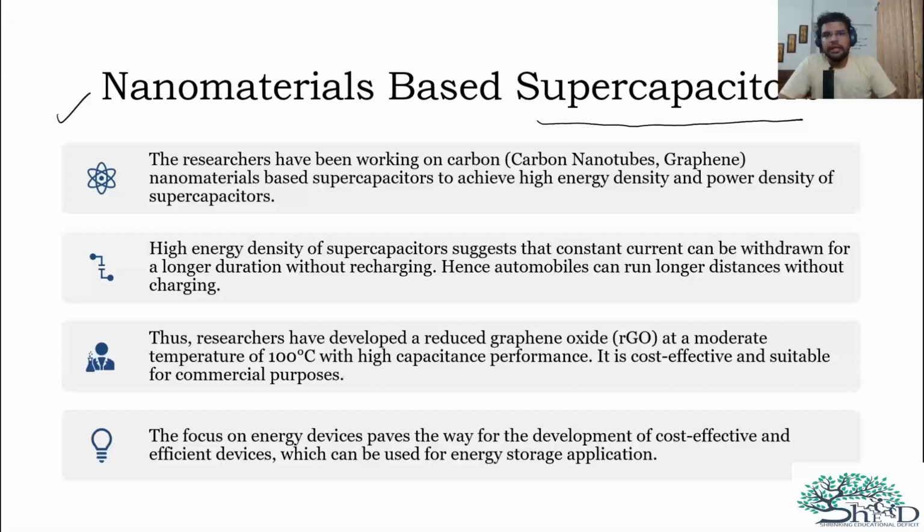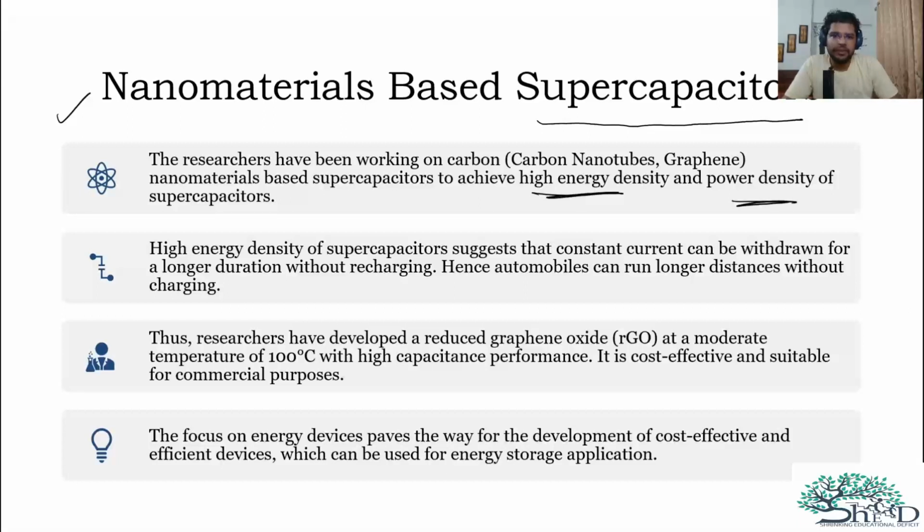So keeping this in mind, researchers have been working on carbon nanotube nanomaterial, right? And creating supercapacitors out of it to achieve high energy density and power density, all right, and also to increase the power density of supercapacitors. All right. So high energy density means that a good amount of current can be continuously withdrawn for a longer duration.